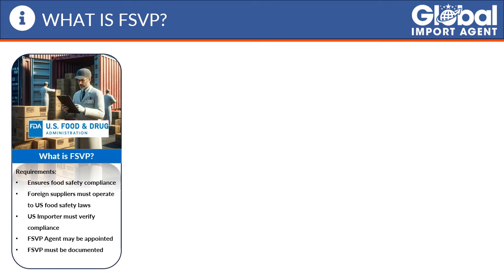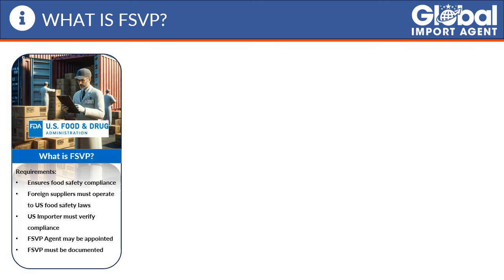FSVP is required to ensure that foreign suppliers operate to the same food safety rules that US food suppliers are expected to operate to under the US Food Safety Modernization Act. The US-based importer or consignee who has agreed to purchase the food product at the point of entry into the US is responsible by law for FSVP to the FDA. When there is no consignee, an FSVP agent may be appointed and the FSVP must be documented and made available to the FDA when an FSVP inspection is scheduled by the FDA.